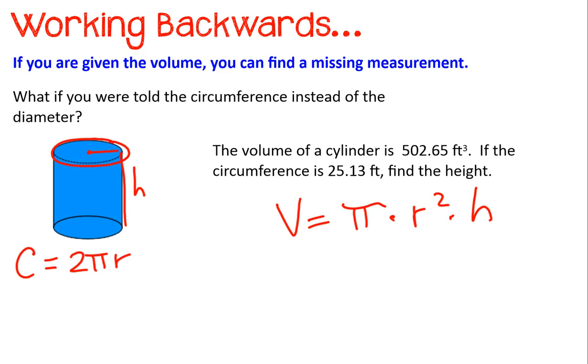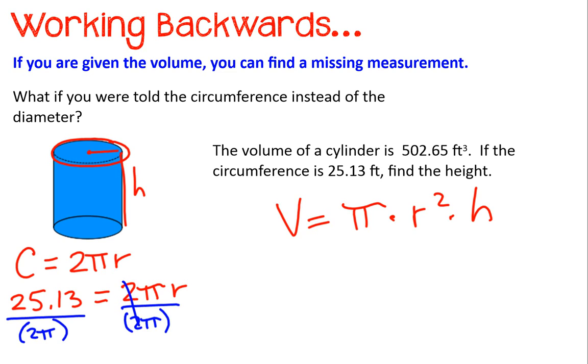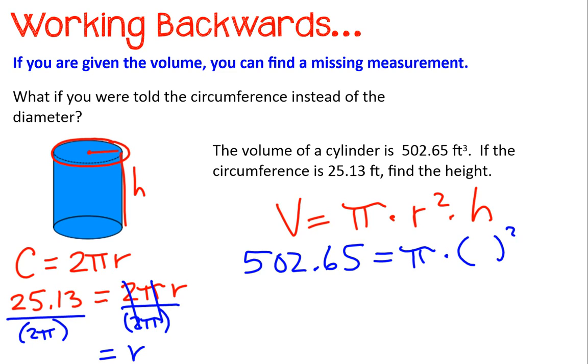So if you remember the formula for the circumference, it's pi times the diameter, or 2 pi r. So if I know the circumference is 25.13, and on the right-hand side I know what 2 and pi are, then if I were to divide both sides by 2 and pi, that would tell me what r is. And that's what I need, right? I know what the volume is, 502.65. I know what pi is. I don't know what r is, and I don't know what h is. But if I could find r, then I could find h.